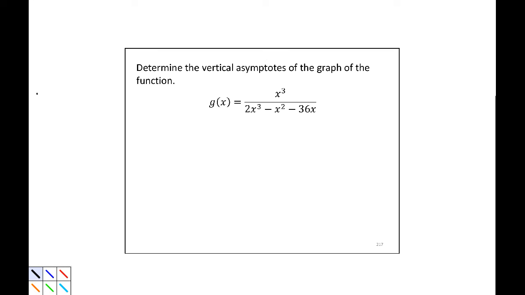2x cubed minus x squared minus 36x. Well, we could factor out a greatest common factor of x, which would leave us with 2x squared minus x minus 36. Now to factor this, we notice that this is minus 72, so we need to find two values that multiply to be negative 72, but add to be negative 1.